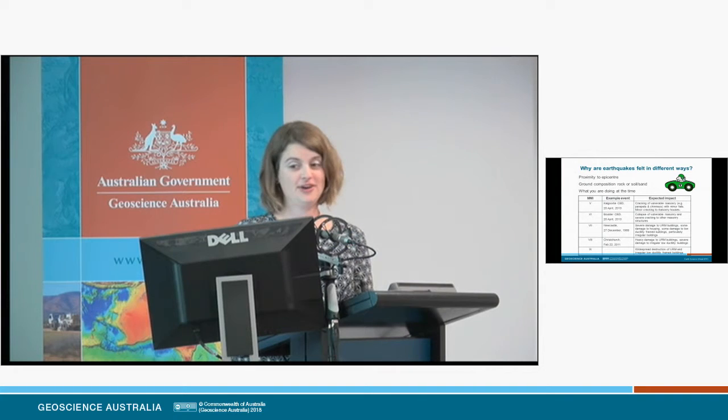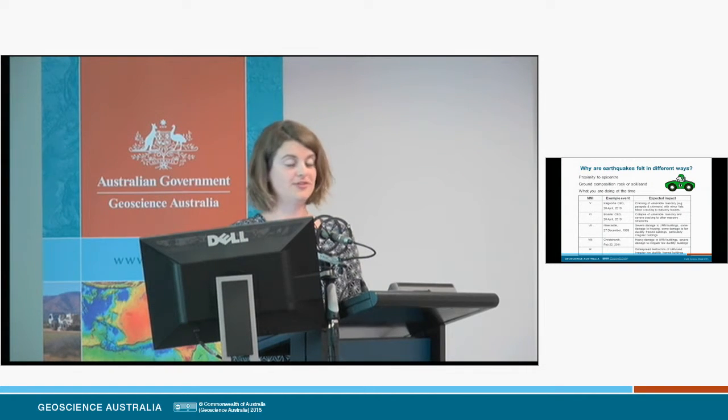So why are earthquakes felt in different ways? Well, it relates to a few main factors. Your proximity to the epicentre. If a large earthquake occurs and you're hundreds and hundreds of kilometres away, you're unlikely to feel this event or experience any damage, whereas if you're located on top of the epicentre, you will feel the ground shaking. It also relates to the composition of the ground, whether it's hard rock or soft sediments, and what you were doing at the time. So if you're sitting watching the TV, you're more inclined to feel the ground shaking for a small tremor than you are if you're driving along in your car.